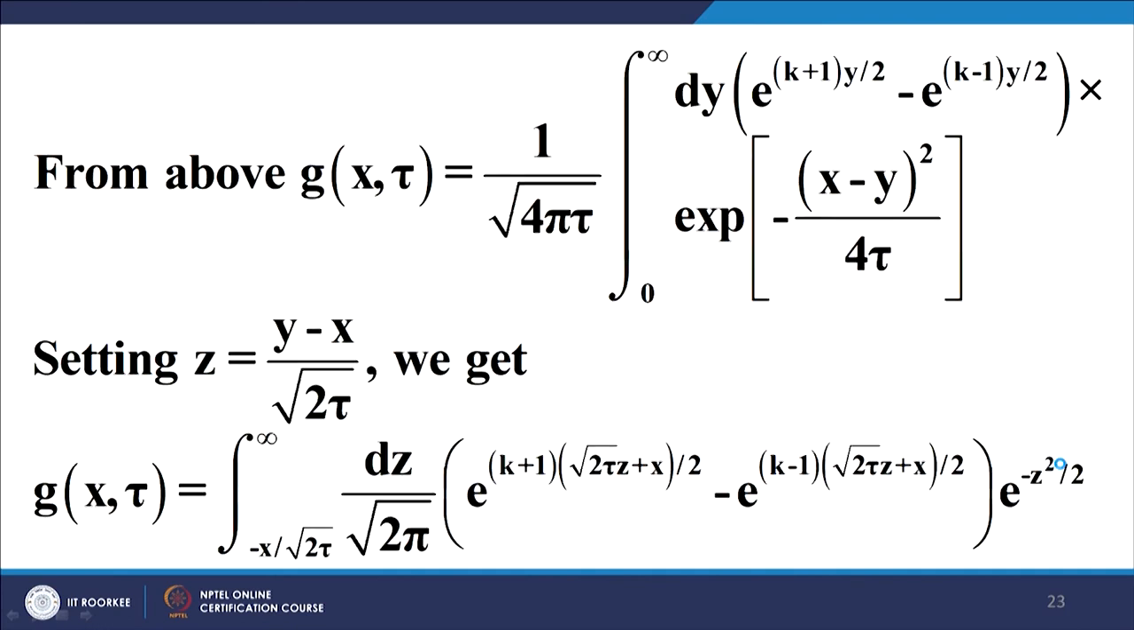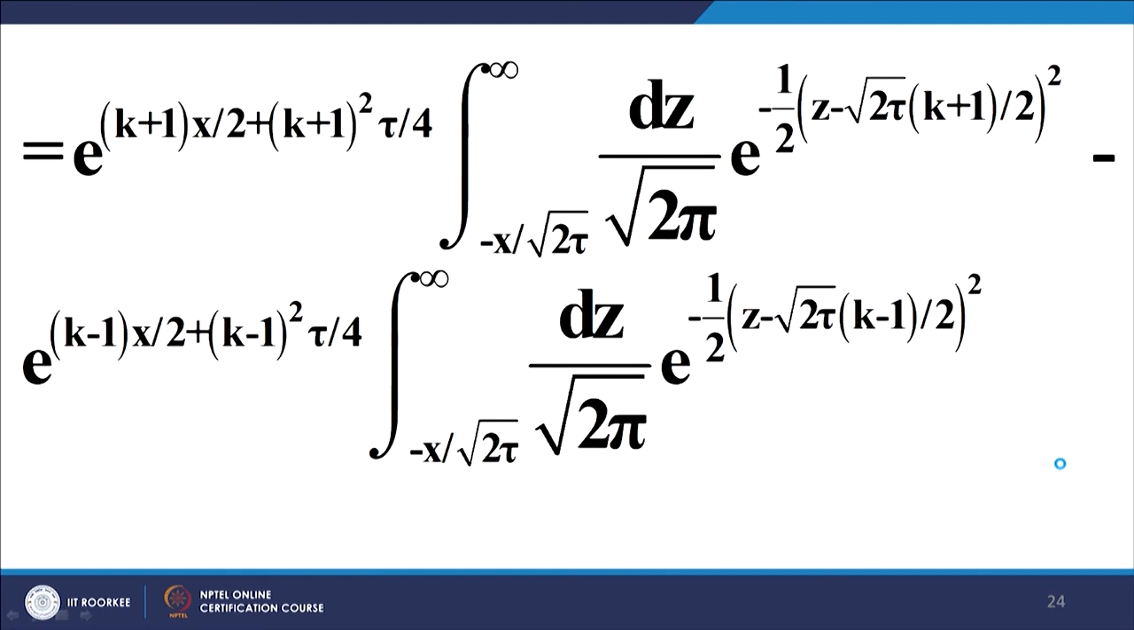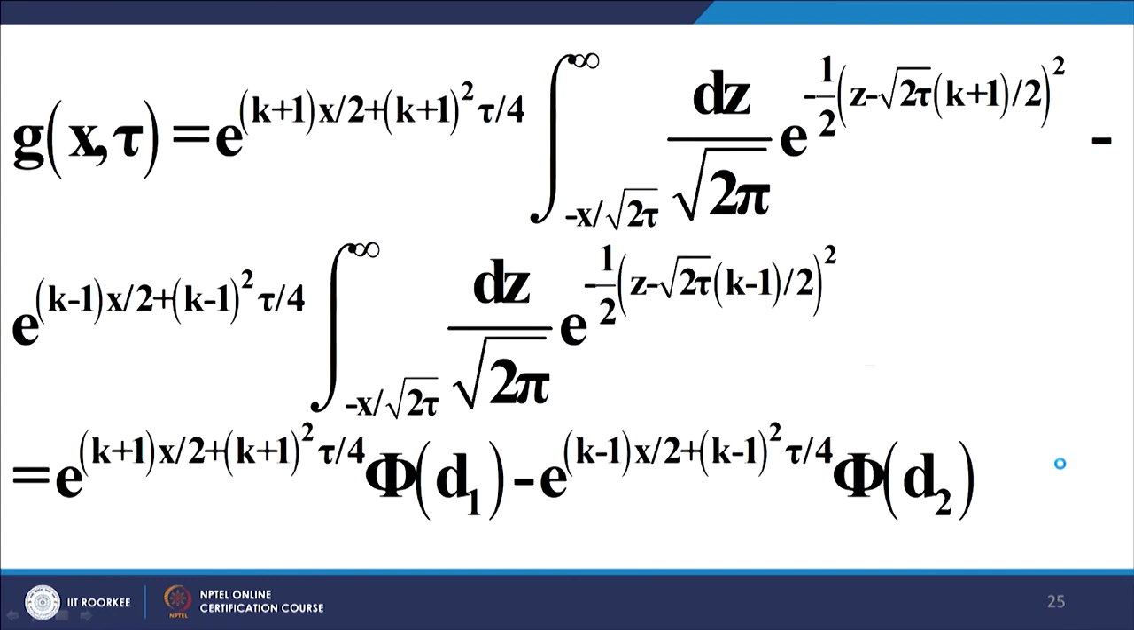And from this we start doing a lot of algebra. We set z is equal to y minus x upon root 2 tau to introduce the standard normal variate, because at the end of the day we need to represent the solution in terms of the standard normal variate. The integration variable is also the standard normal variate, and after a lot of algebra, purely manipulation of algebra, what we end up with is the expression that is given at the bottom equation of your slide, which can be simplified.